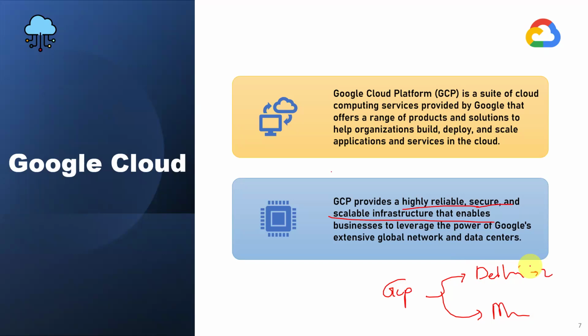So this is what Google Cloud Platform is, guys. Very simple. It is one of the leading cloud providers, providing cloud computing services to build, deploy, and scale applications and services in the cloud. These services are highly reliable, secure, and scalable, with a global network of data centers throughout the world. So far we have seen what data engineering is and what Google Cloud Platform is.